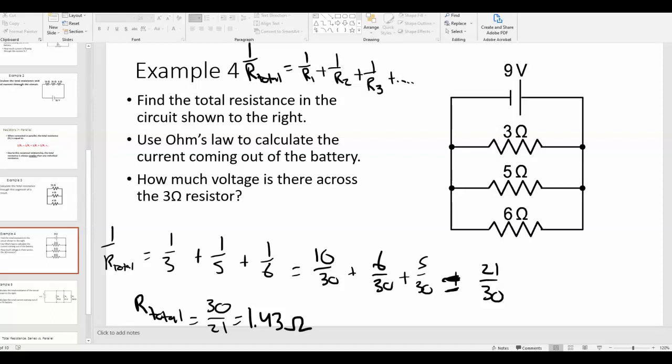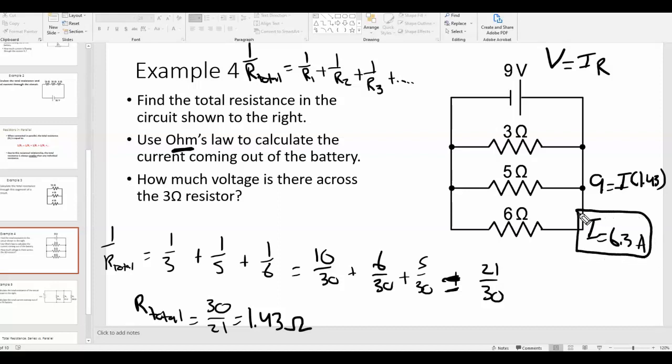Now, once you've simplified the circuit down and found the total resistance, then you can go back and use Ohm's law, right? V equals I times R, to find how much current is coming out of the battery. We know V is 9 volts. We're looking for I. R is 1.43 because that's the total resistance. And so to get I, I'm going to do 9 divided by 1.43, and I get 6.3 amperes. So that's the current coming out of the battery.